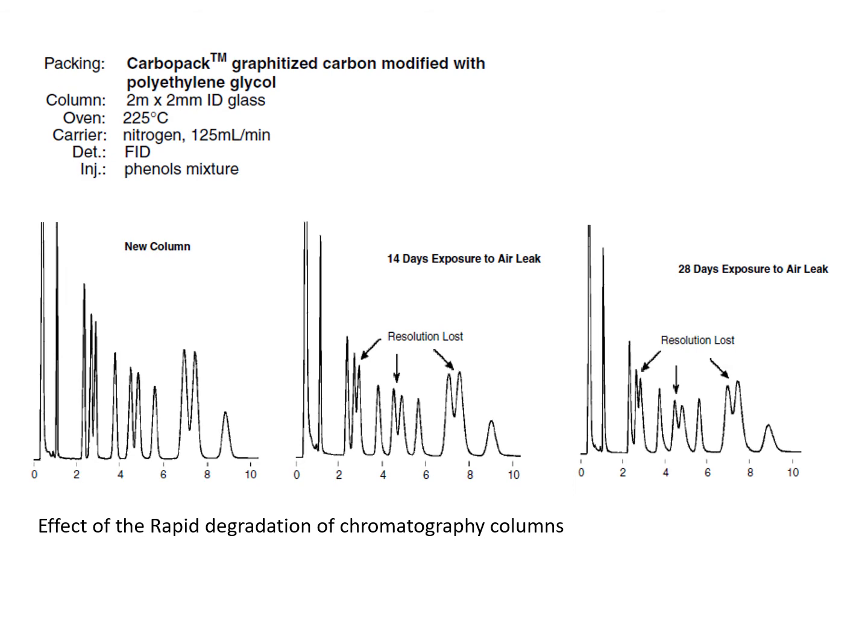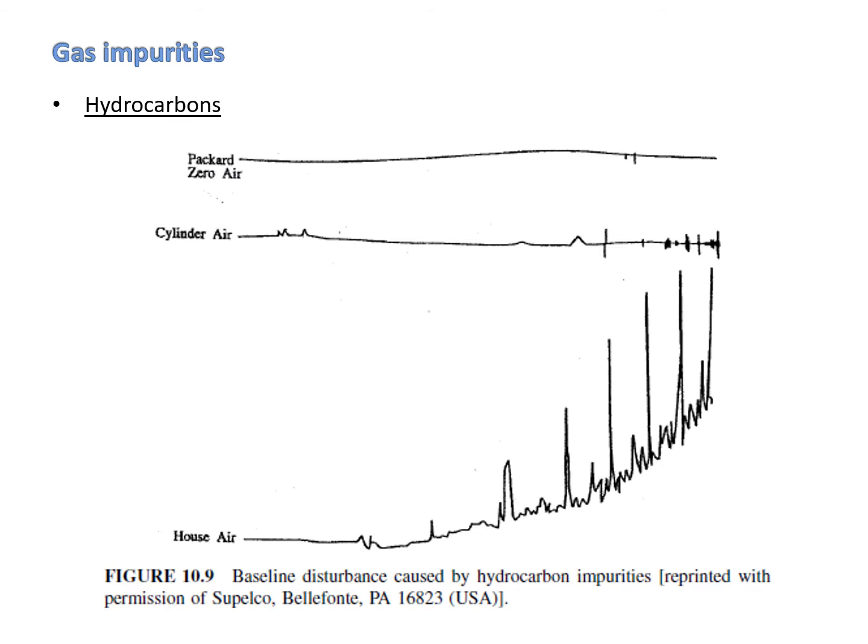the resolution is lost. So that is why the column starts to degrade, class. Now, gas impurities. As for the hydrocarbons, the given figure shows the baseline disturbance caused by hydrocarbon impurities: zero air, cylinder air, and house air. Class, the house air can disturb a lot during the separation. So these are the effects due to gas impurities, hydrocarbons.